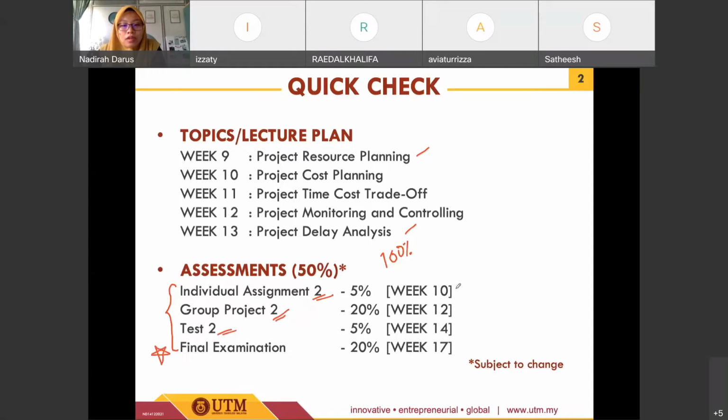For the breakdown of the marks for each of these assessments, for the continuous assessment we have a total of 30%, and for the final exam I will cover 20% for my topics, based on these 5 main topics. Any changes or minor amendments to this assessment planning, I will notify all of you either through the WhatsApp group or e-learning.